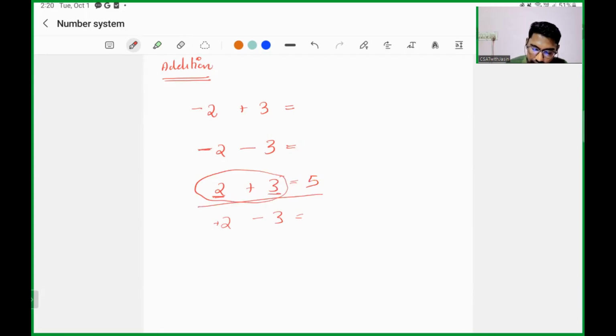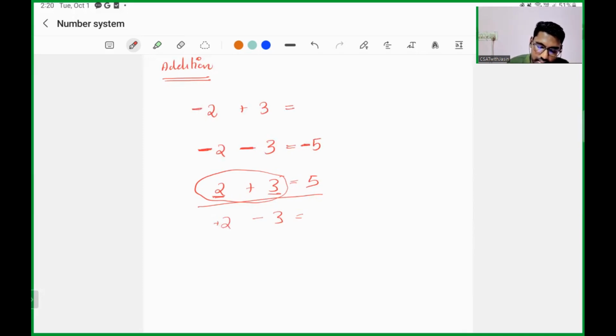Now if both are negative, here minus 2 minus 3 means 2 is also negative. Both are negative, so you just add them. 2 plus 3 is 5. Then you give a negative sign. If both are negative, you just give the negative sign. So it will be minus 5.